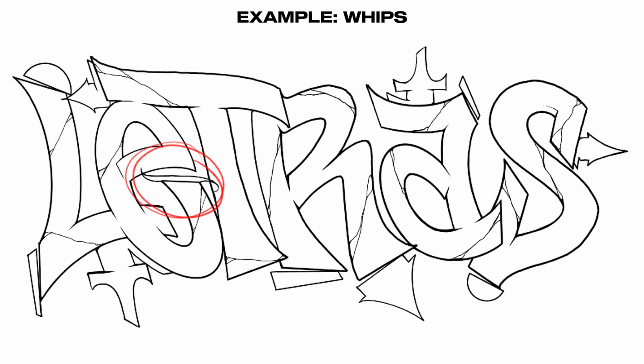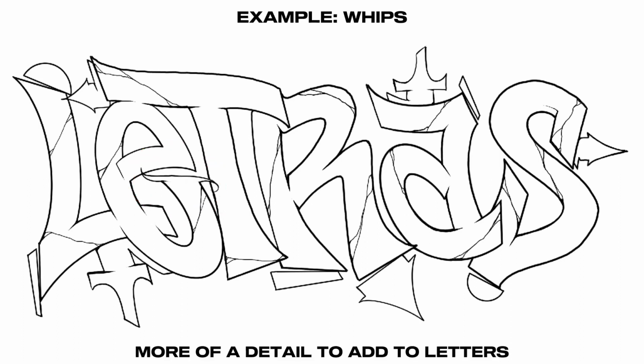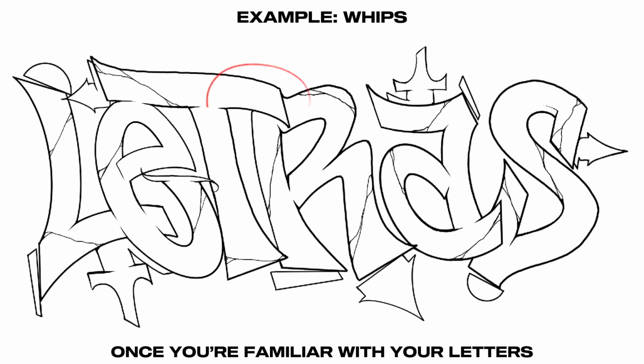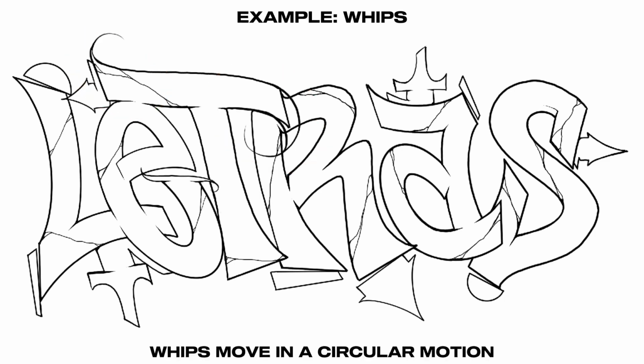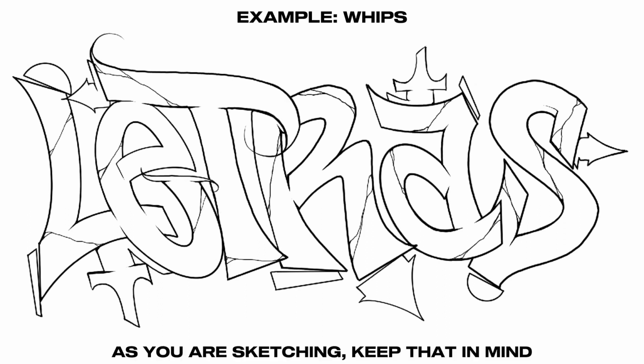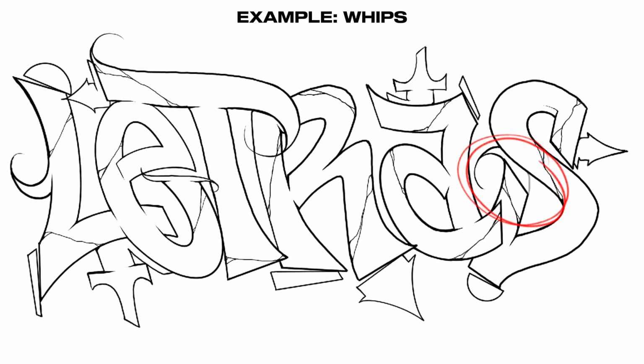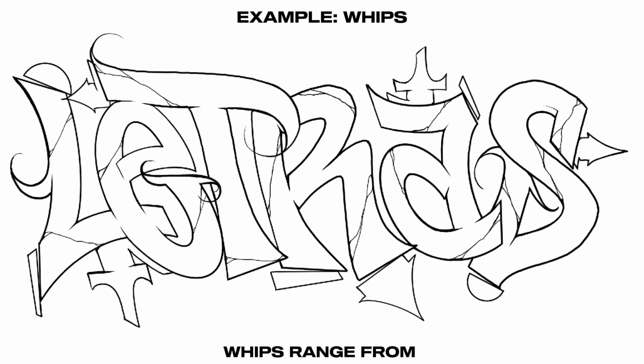Implementing whips is quite a task. It's more of a detail you add onto your letter as you're sketching it, once you're familiar with your letters, of course. And as I mentioned, whips move in a circular motion. So as you're sketching, you want to keep that in mind. When you're flowing with your letters, having that detail in mind helps a lot with making your letter look fly. Whips can also range from big to small, long to short.